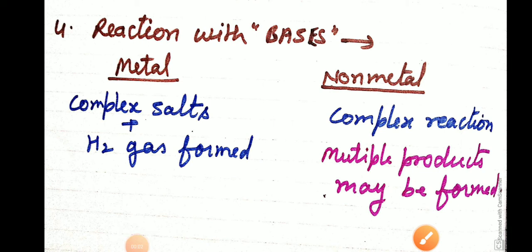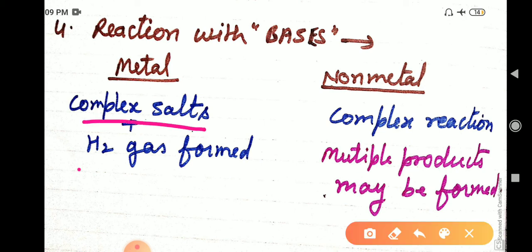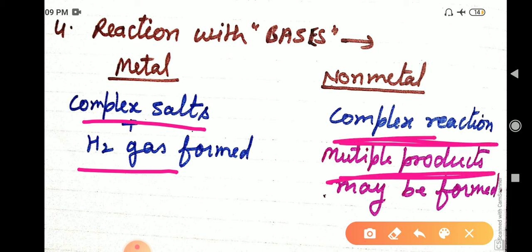When bases react with metals and non-metals, they react differently. If they react with the metals, then complex salts and hydrogen gas are formed. And non-metals form a multiple-product complex reaction. It is a very complex reaction and multiple products may be formed.